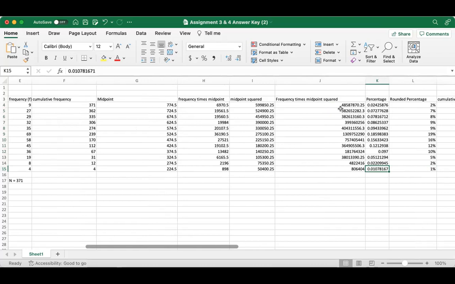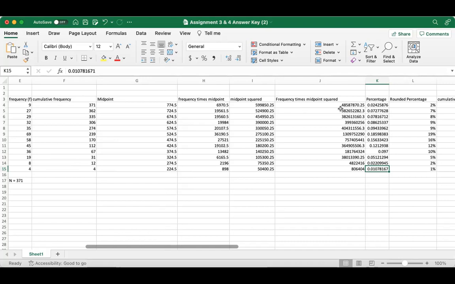Waiting for everybody to catch up before you do it. Just tell me as you're good. Okay. So frequency times midpoint squared. Well, we already have frequency times midpoint. So all we gotta do is square it. So we just go equals H2, like you said, Jackie, the second power. Bam.